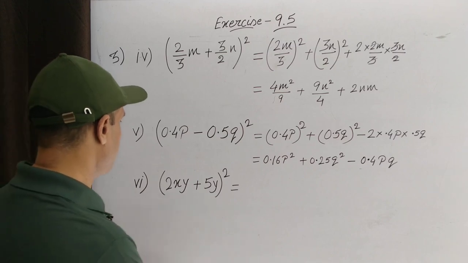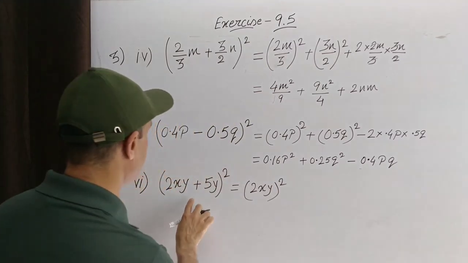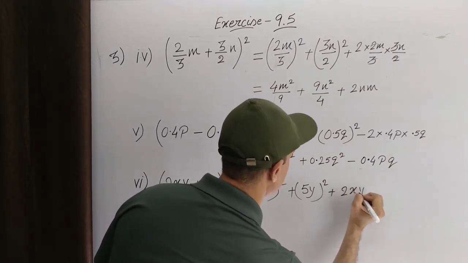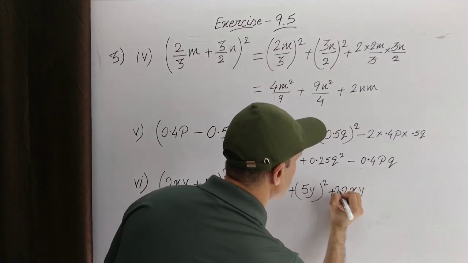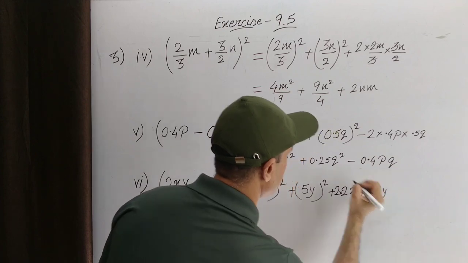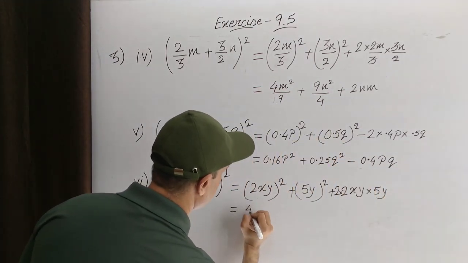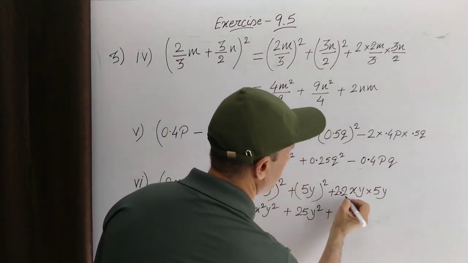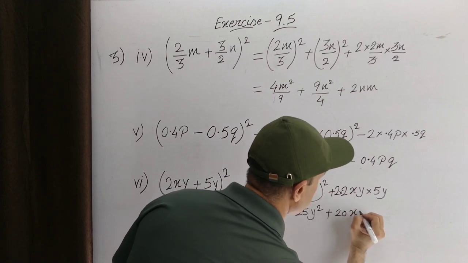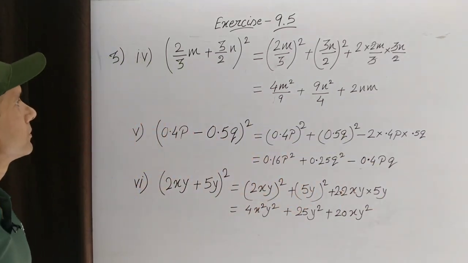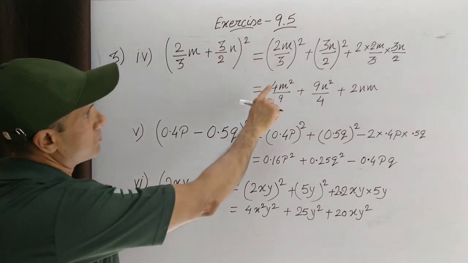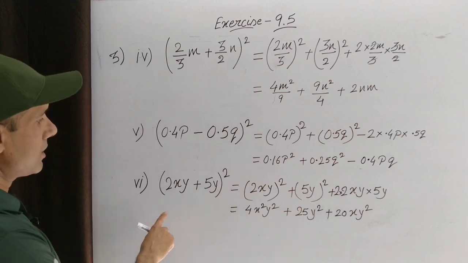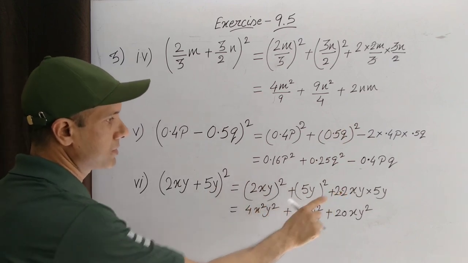In this case, a is 2xy whole square plus b, 5y whole square plus 2 into 2xy, that is a, into b, that is 5y. So we have this as 4x square y square plus 25y square plus 4 into 5, 20xy square. Clear? We have used a plus b whole square is equal to a square plus b square plus 2ab. Similarly, a minus b whole square, we have got minus 2ab. Again, a plus b whole square is equal to a square plus b square plus 2ab.